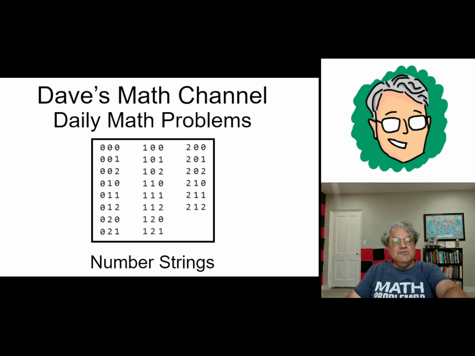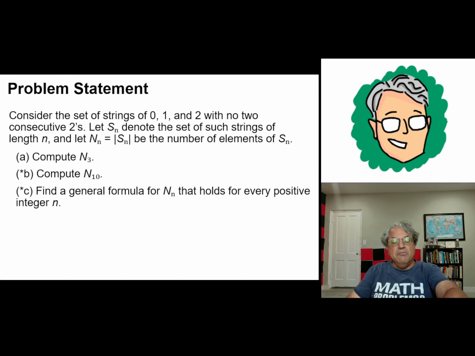So let's begin. First I have to state the problem. We're given a set of strings whose elements are 0, 1, and 2, but we're not allowed to have two consecutive 2's. So if you like, these are strings of digits, but the digits can only be 0, 1, and 2. It sort of looks like a ternary number, but it can start with a string of zeros, and it can never have two or more consecutive 2's. We let N_n be the number of such strings of length n.